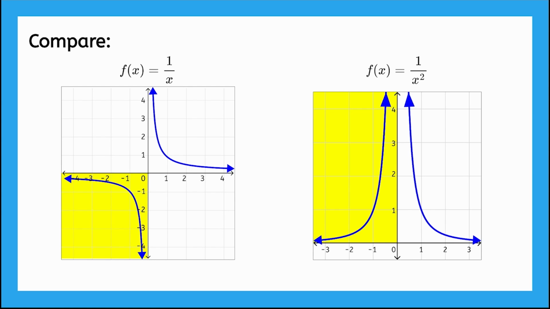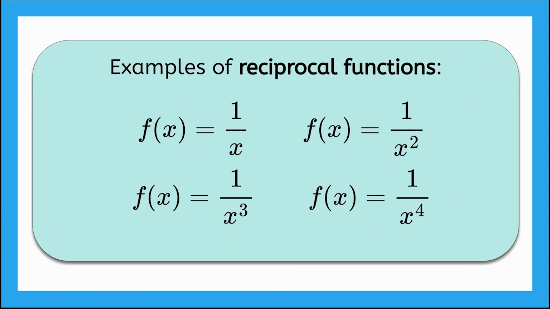Functions of this form are a subset of the rational functions, and they are called reciprocal functions because they are the reciprocals of the parent polynomial functions. For example, 1 over x is the reciprocal of the parent linear function x. And 1 over x squared is the reciprocal of the parent quadratic function x squared. Once you know how the reciprocal functions behave, you can start to apply transformations of the type you've seen before.